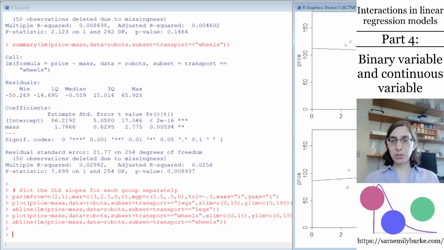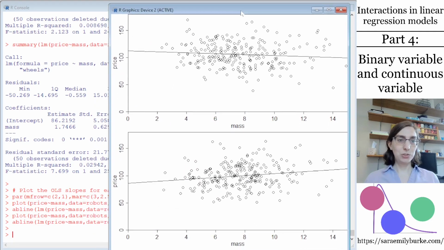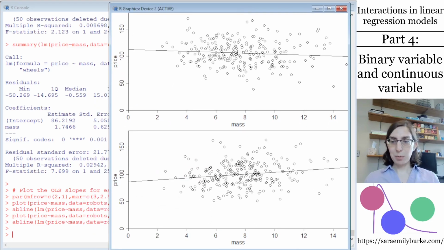And here's an illustration of what those ordinary least squares slopes look like. The top is a scatter plot of price and mass in the case where the transport is legs. So the legged robots are plotted on the top and the wheeled robots are plotted on the bottom, and I fit the regression lines. And these regression lines, like this top regression line, is the ordinary least squares regression line through this set of points for those robots that have legs.